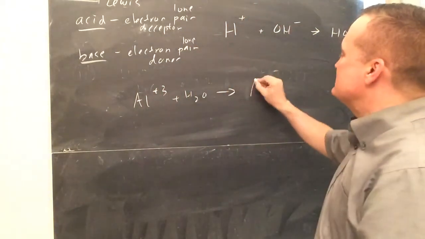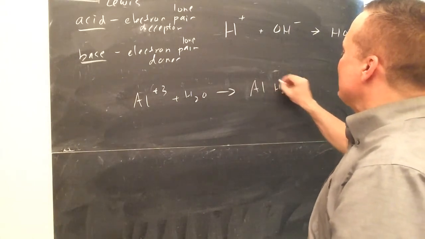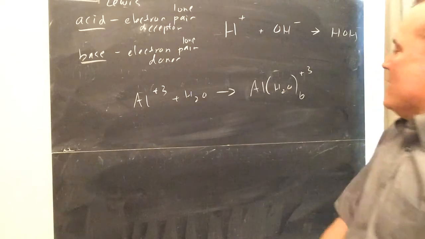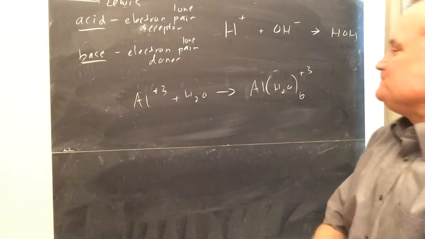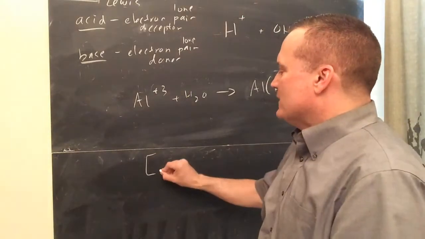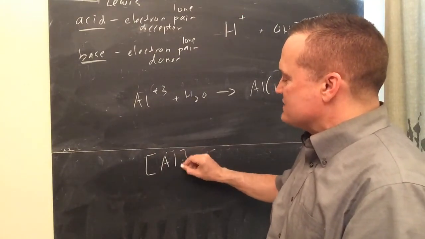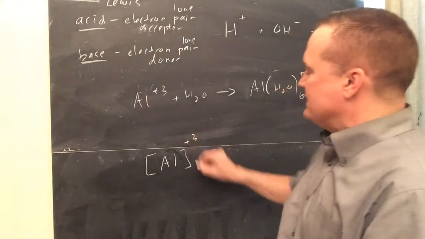All this is going to give you is Al, H2O, put 6 around it. It's a complex ion. Okay, so what's happened here? In the valence of aluminum, if I draw the Lewis dot diagram, remember aluminum has 3 valence electrons, but then it loses them all to be positive 3.